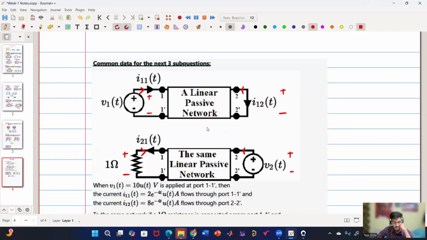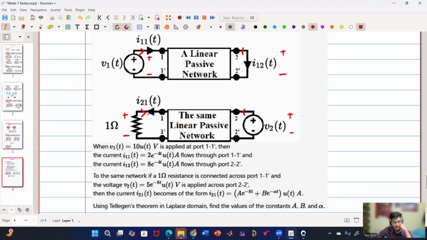But I12 of t is leaving the side. I12 of t is in opposite direction. So I want this current. So what will be this current in terms of I21 of t? Minus. Yes, exactly. That's where we'll commit the mistake if you don't mention the polarity. So that's why I have specifically mentioned the polarity. Clear?